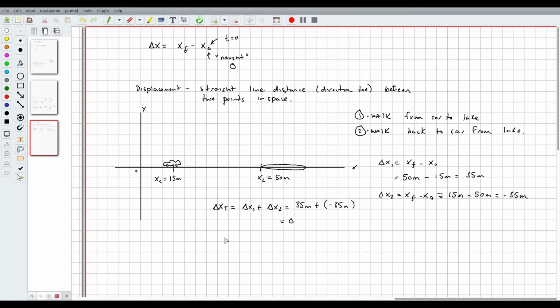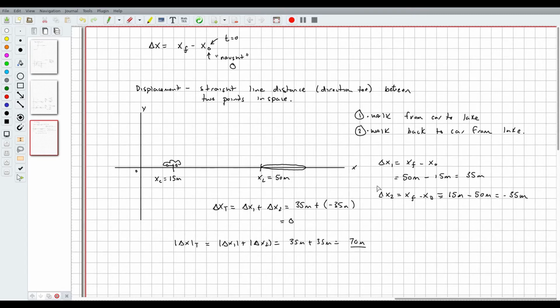Okay. Now, there is a way that you can use displacement to sort of get the correct distance here. Instead of adding together the vectors, all you do is add together the magnitudes. So the magnitude of the total displacement would be the magnitude of x1 plus the magnitude of x2. Magnitude means that positive value, the lengths. So that would be 35 meters plus 35, which is 70 meters total. And that makes sense.